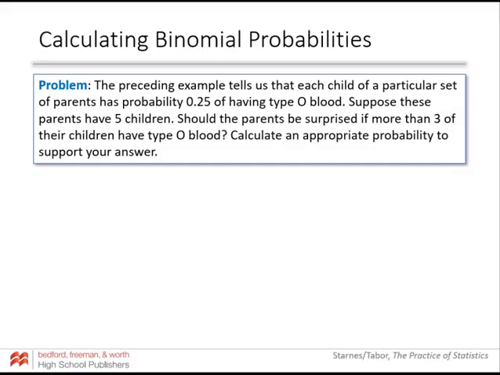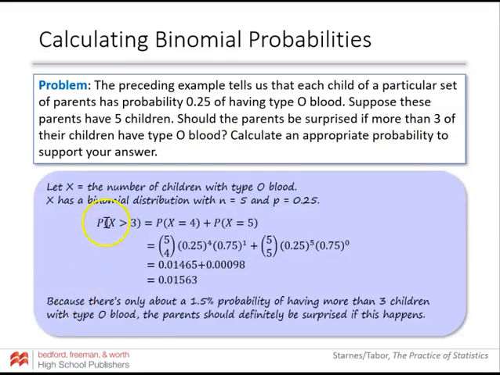Same scenario, but this time we want to know what's the chance that they have more than 3 children with type O blood. So that is the probability that X is greater than 3. In this scenario, that means either X equals 4 or X equals 5, and that's why we're adding those two probabilities together. You would plug in for the probability of getting 4 children plus the probability of getting 5 children, and add those two probabilities together.